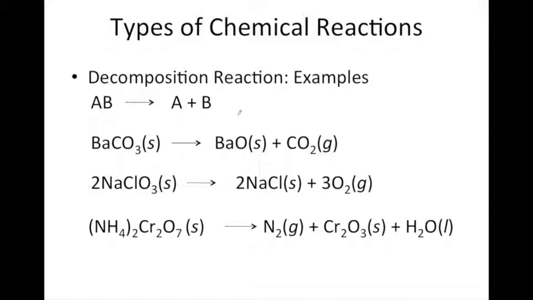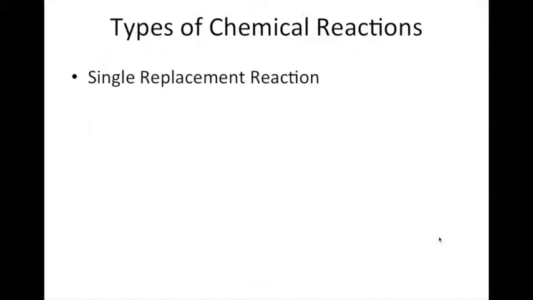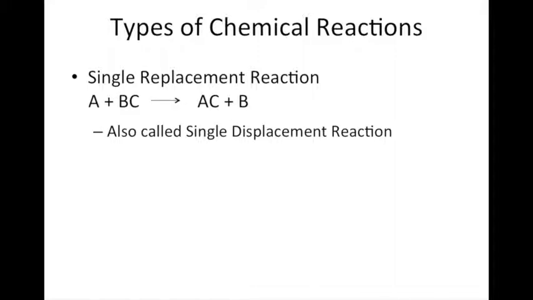And in each of these reactions, we start with a single reactant, as you can see, and then it undergoes some chemical process, maybe it's heated up or something, and it decomposes to form 2, or in this last case, 3 different products. Our third type of chemical reaction is a single replacement reaction. And these follow this format that you can see here.